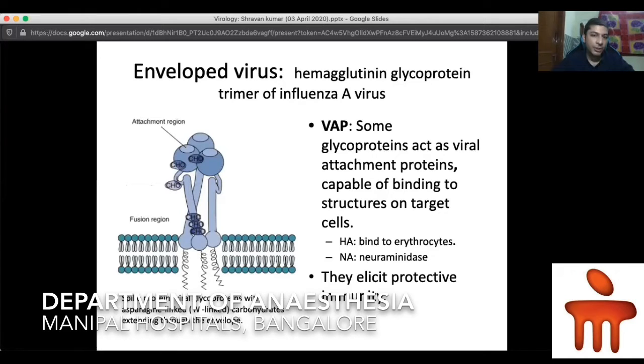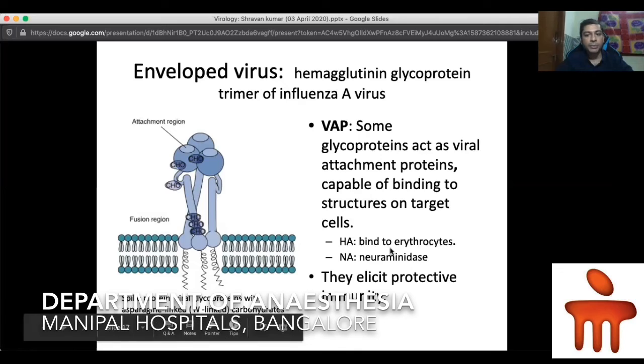Another unique feature of the enveloped viruses is the presence of unique glycoproteins, which are either used as markers for the viruses or as enzyme machinery to enter into a host cell. For example, there is the VAP, the viral attachment protein. In the influenza virus, H1N1, we have the H component and the N component, which are VAP glycoproteins. The HA is the hemagglutinin glycoprotein.